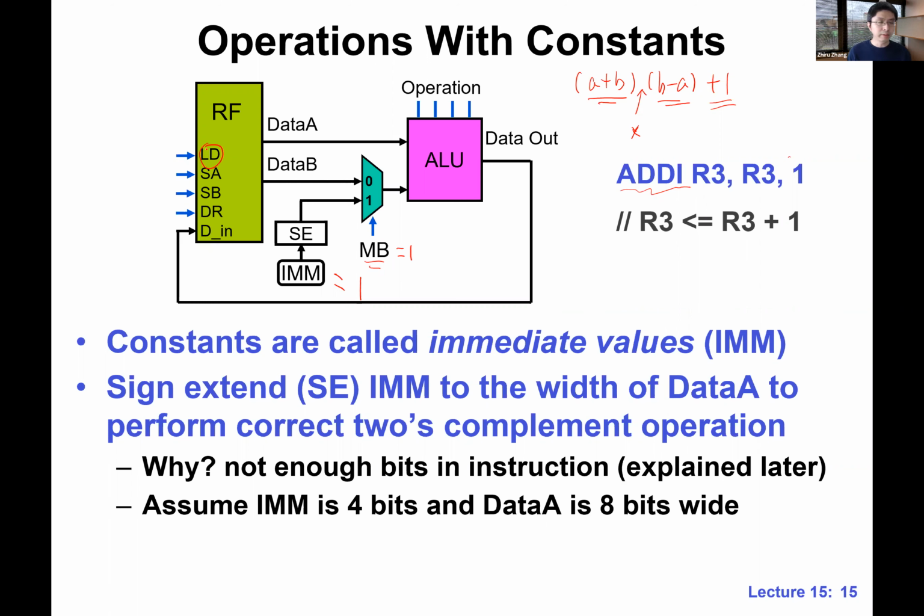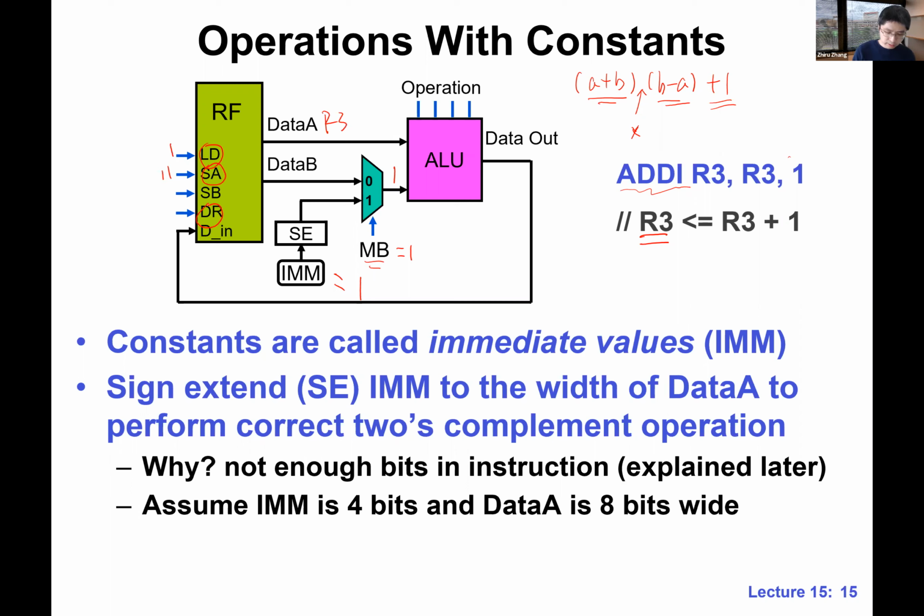How about LD? Let's look at the RF signals. LD is 0 or 1. Are we writing or not with this instruction? 1. Very good. We are writing to R3, right? We want to update R3. LD means we load something into the register file, into RF. This is a 1. How about SA? We want R3 here, right? So SA is 1, 1. Very good.